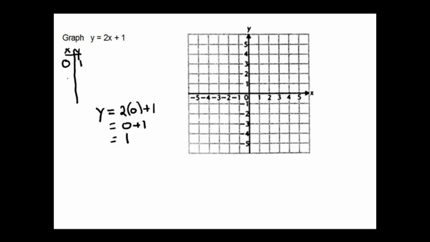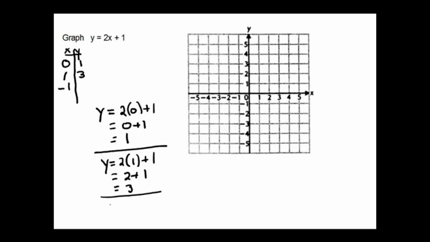Let's try another point. Say we pick a 1 for x. Pick it, write it down, plug it in. So we go back to the original. Y equals 2 times our 1 we're substituting plus 1. 2 times 1 is 2 plus 1 gives us 3. And we'll pick one more so we have a checkpoint. Let's say -1. So we have y equals 2 times -1 plus 1. So it's -2 plus 1 equals -1.